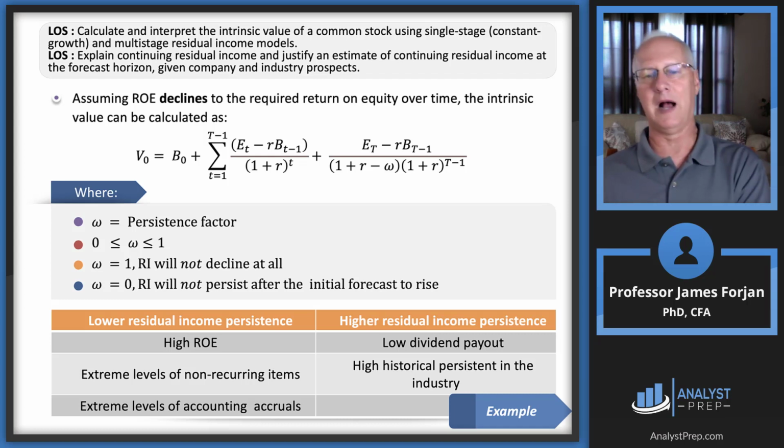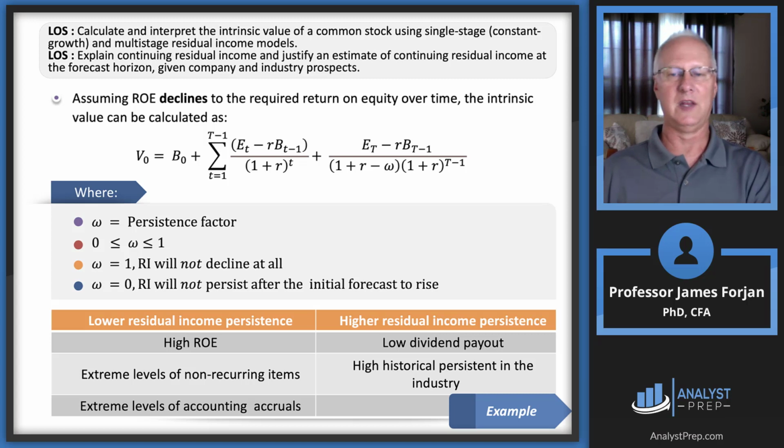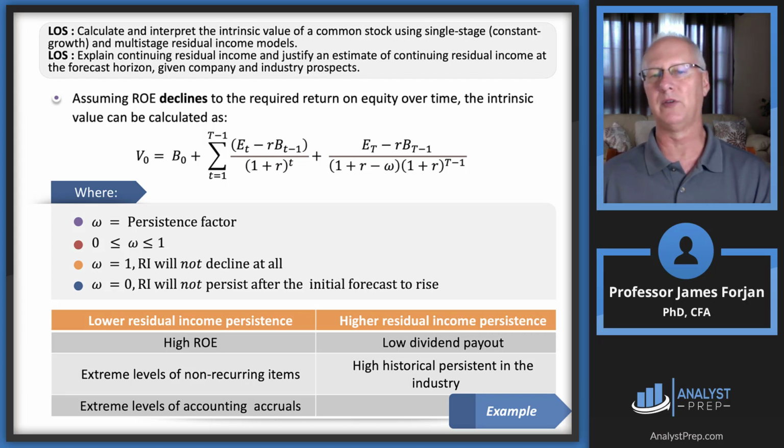But then what about high? If we have a high historical persistence in the industry or low dividend payout ratios, then that'll result in higher residual income persistence. The reading does mention a couple of sources, and I always find this stuff kind of fascinating. Somebody did some research, and I think they came up with an average persistence factor of around 0.62 for whatever sample that they did.